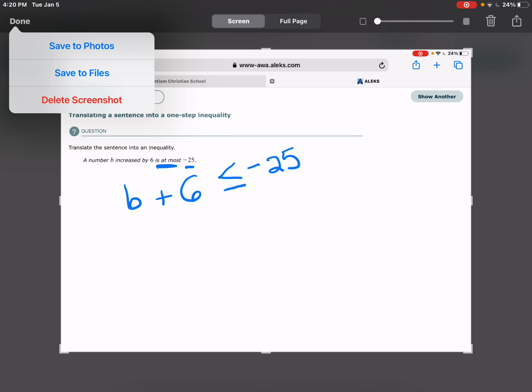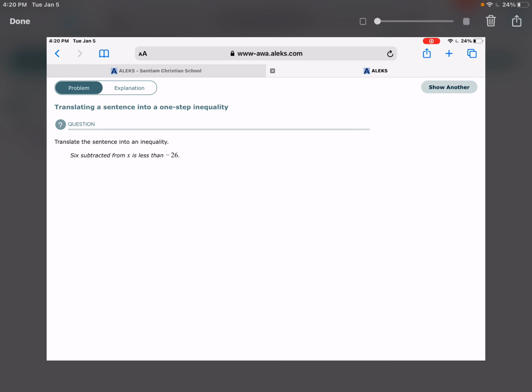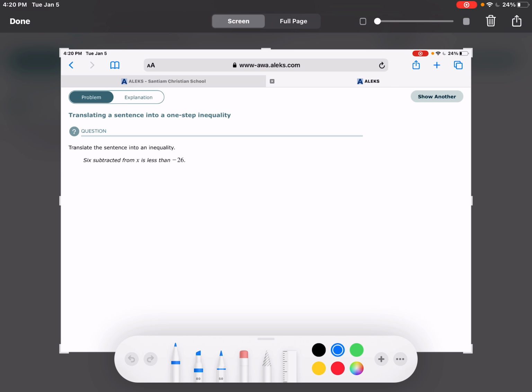Let's try another one. Six subtracted from x is less than negative 26. 6 subtracted from x. So I'm going to take x and I'm going to subtract 6. 6 subtracted from x is less than, that's kind of literal, is less than negative 26.